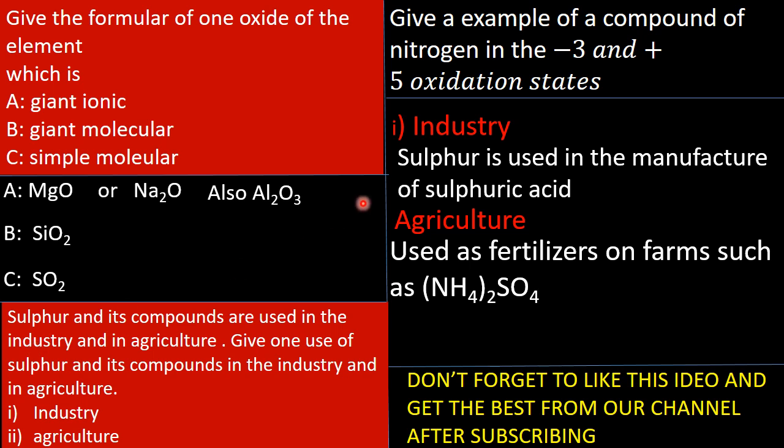All right, so now the next part wants us to give an example of compounds of nitrogen in the -3 and +5 oxidation state. So the first one that has a -3 oxidation state, simply we have ammonia. Okay, we have ammonia, which has an oxidation state of -3, then nitric acid, which has that of +5.